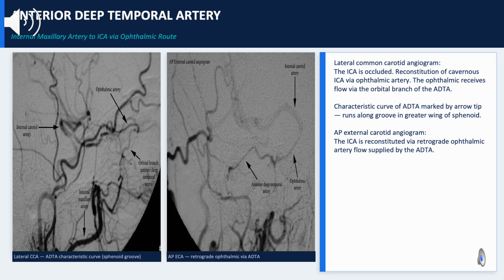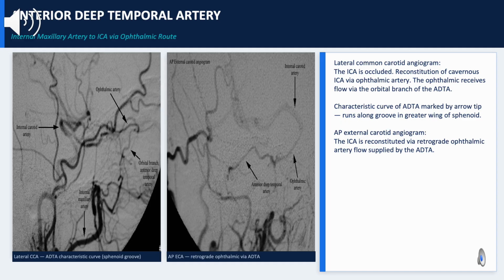This slide shows the ADTA anastomosis from two projections, lateral and AP, which is the gold standard approach for any anastomotic pathway before embolization. The lateral view shows the characteristic curve of the ADTA where it follows the groove of the greater wing of the sphenoid. This curve is the anatomic landmark that identifies the ATA among the internal maxillary branches.